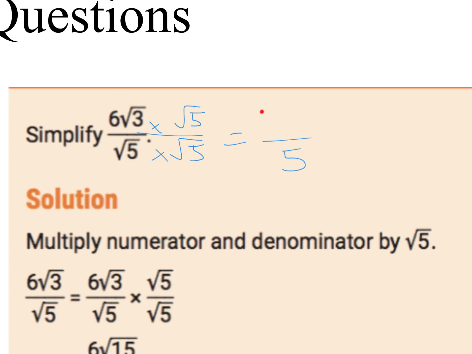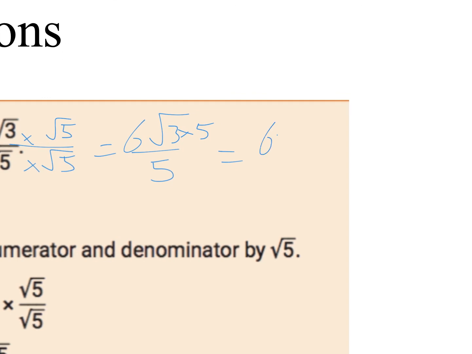On the top, we're going to keep the 6. And then we're going to use surd law 1. So if you multiply root 3 by root 5, we get the square root of 3 by 5. Or we can say that we get 6 times the square root of 15 on top, divided by 5 on the bottom.